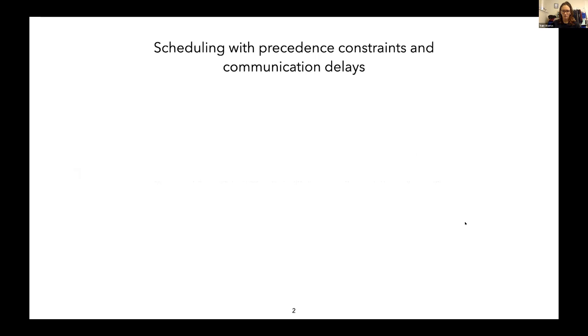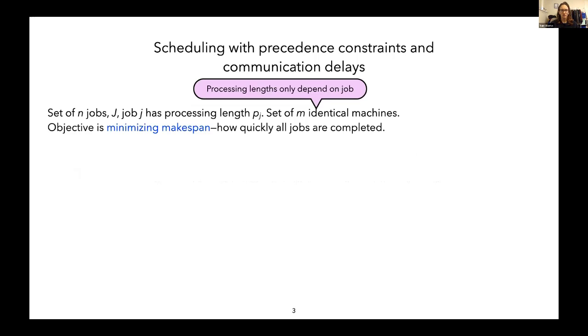So let me first introduce our problem of scheduling with precedence constraints and communication delays. First, a classic scheduling setup: we assume that we have n jobs denoted by the set J, where each job j has processing length p_j, meaning how many time steps it takes to complete the job once we begin to process it on some machine. And we have m identical machines to process our set of jobs J, and identical here means that all machines are equally able and fast at processing the jobs. Our objective is going to be to minimize makespan, or to minimize how quickly all the jobs can be completed.